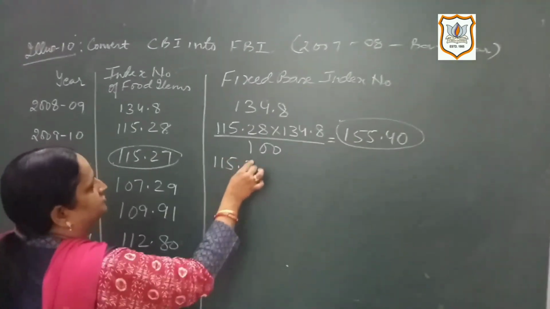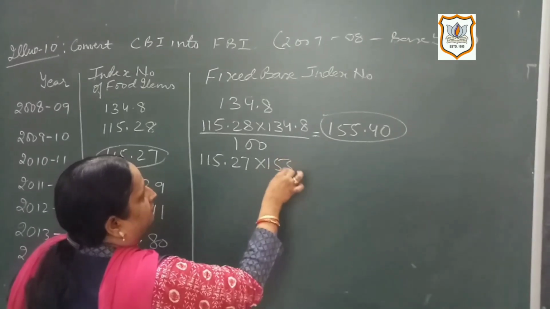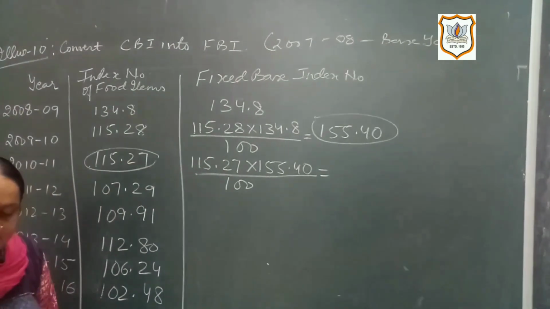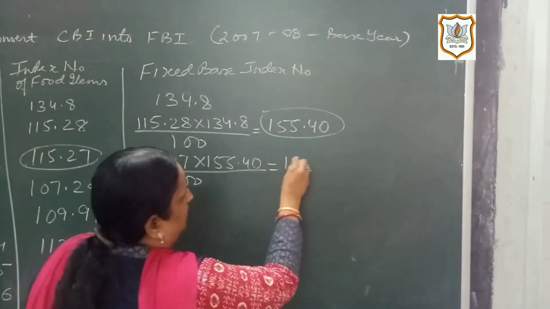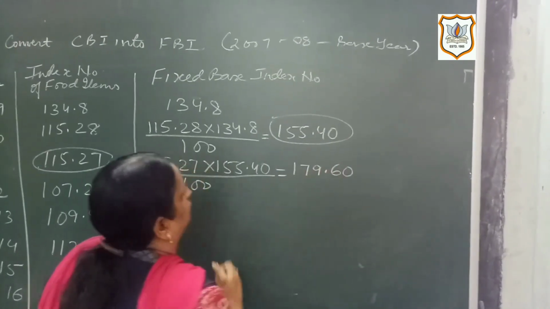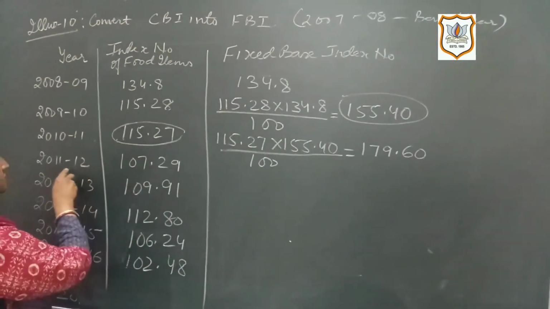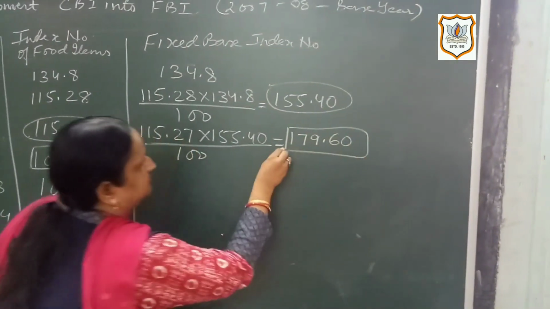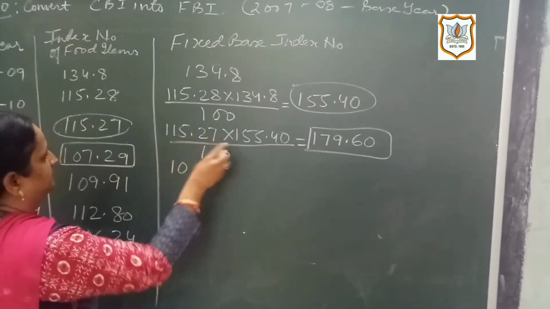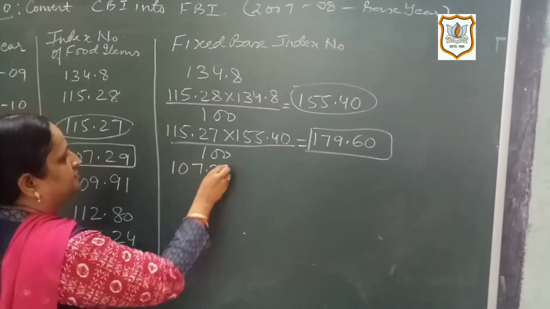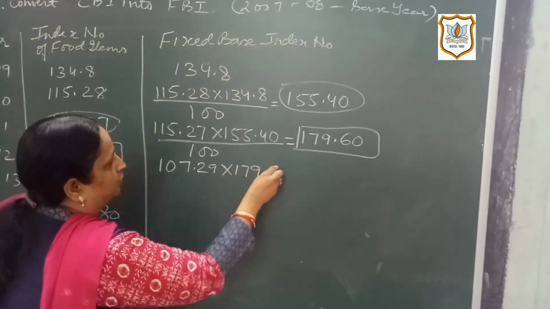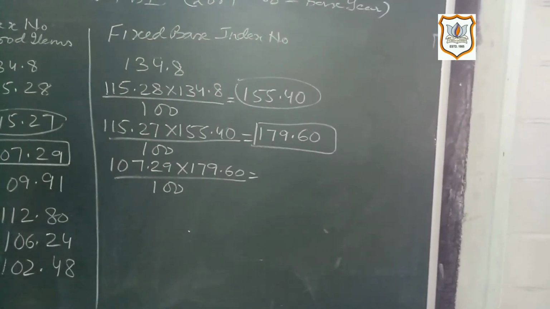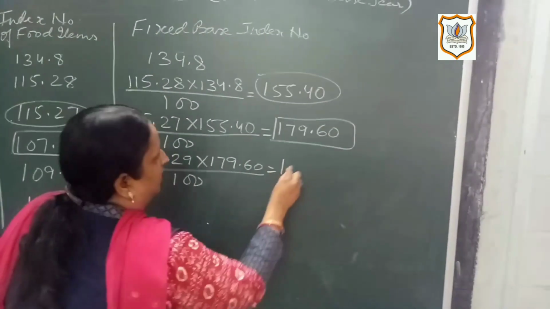Now this value is the previous value, this is the current value, cross multiply them. So you will have 115.27 into 155.40 divided by 100. Now when you calculate this value, you will get 179.60. Now for 2011-12, 107.29 should be multiplied by 179.60. Cross multiply them. So you will have 107.29 into 179.60 divided by 100.